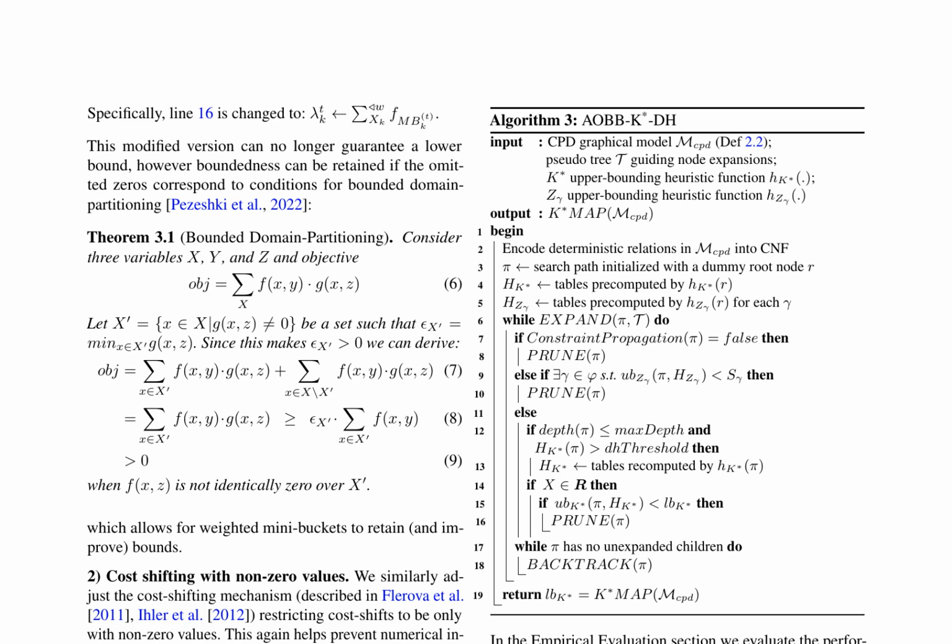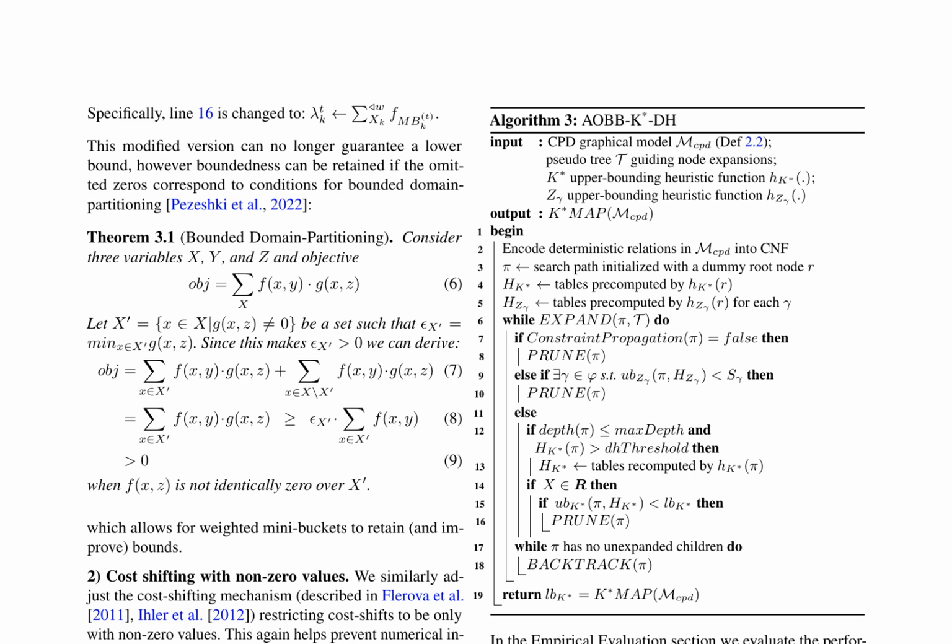The first enhancement, weighted mini-buckets, modifies the cost-shifting mechanism to ensure that only non-zero values are considered, thereby preventing numerical instabilities and guaranteeing a positive lower bound for consistent subproblems. This adjustment does not disrupt bound guarantees.